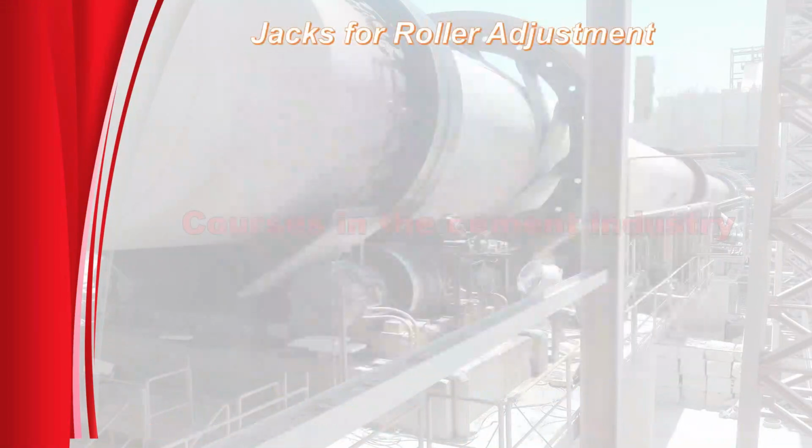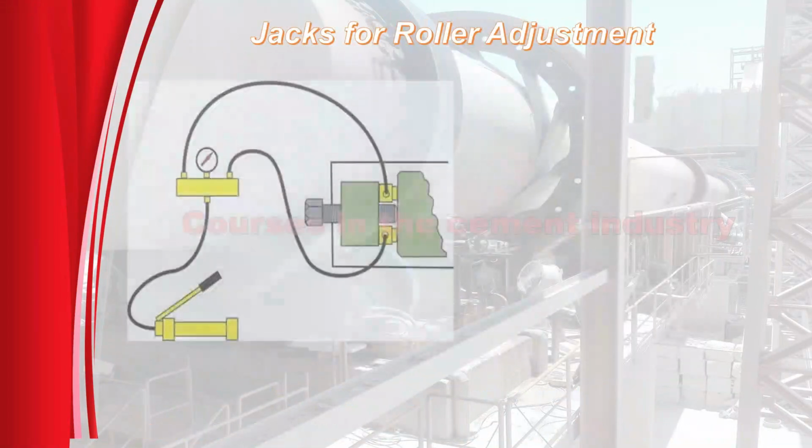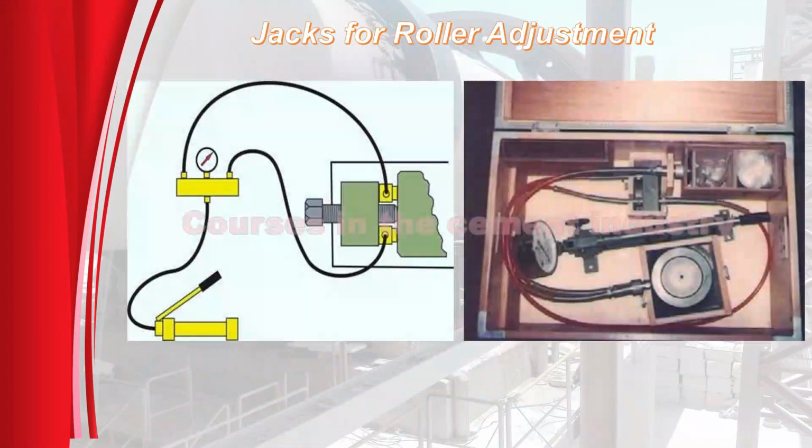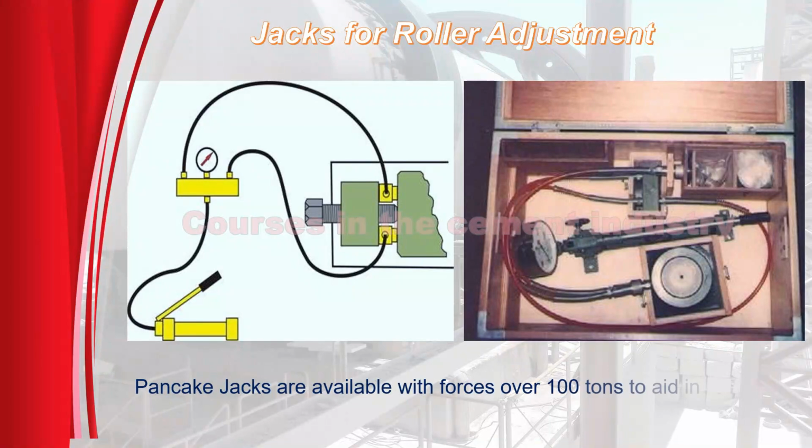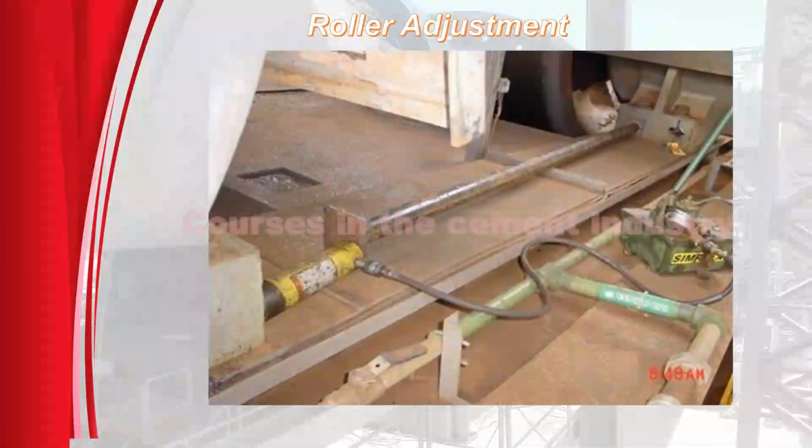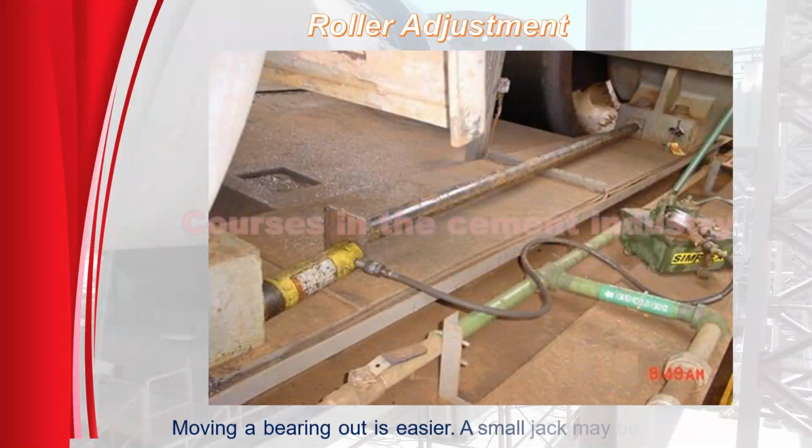Jacks for roller adjustment. As shown in this figure, use pancake jacks, which are available with forces over 100 tons, to aid in pushing bearings in for roller adjustment. In this step, as shown in this figure, moving a bearing out is easier. A small jack may be needed.